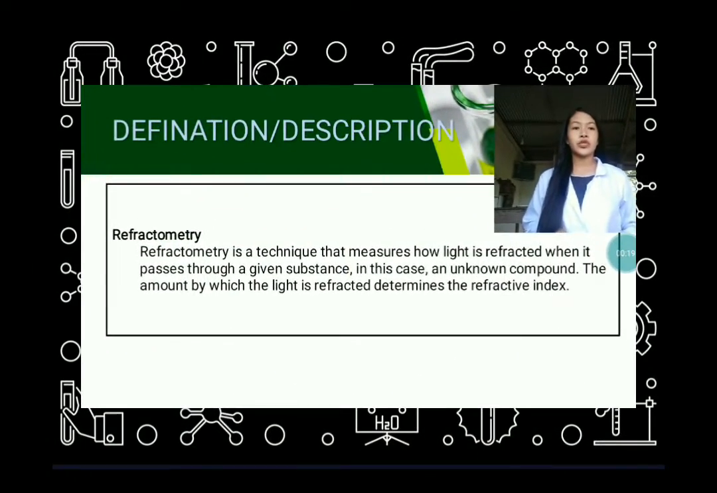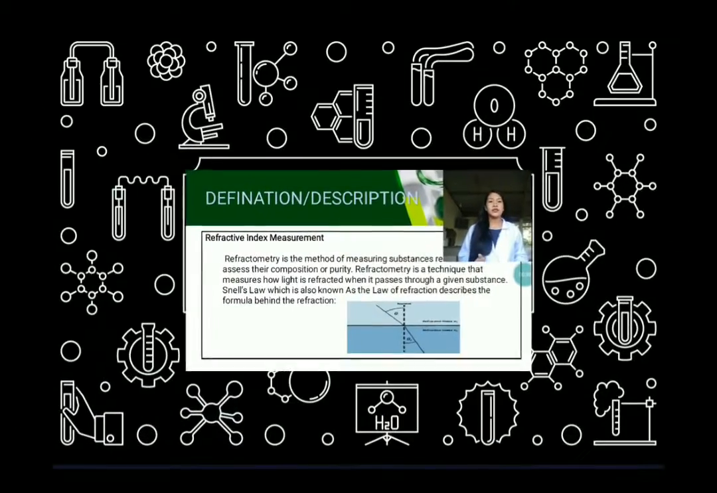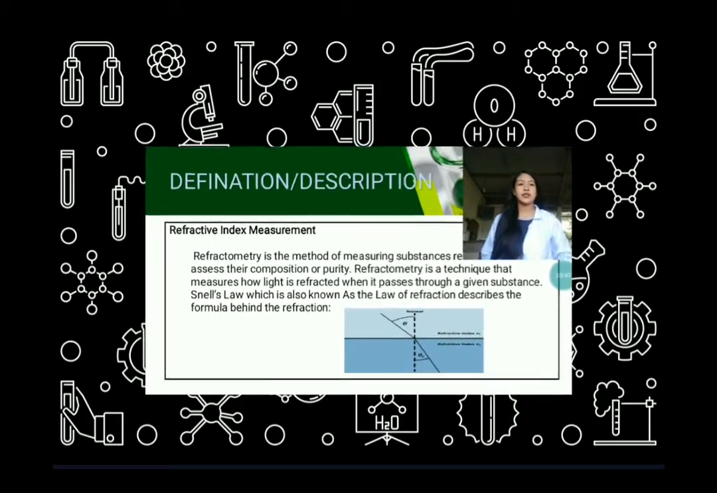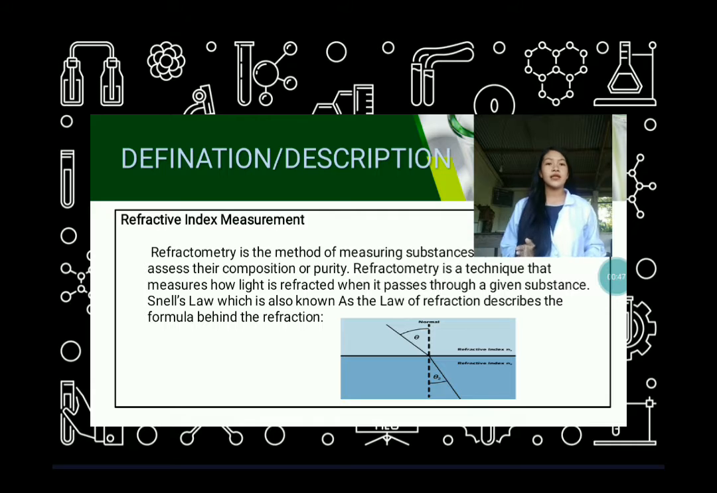Refractometry is a technique that measures how light is refracted when it passes through a given substance, in this case, an unknown compound. The amount by which the light is refracted determines the refractive index. Refractometry is the method of measuring the refractive index and assessing the composition or purity of a substance.